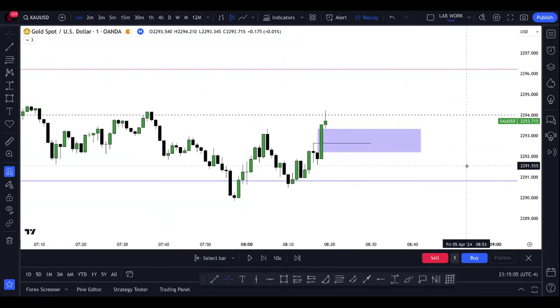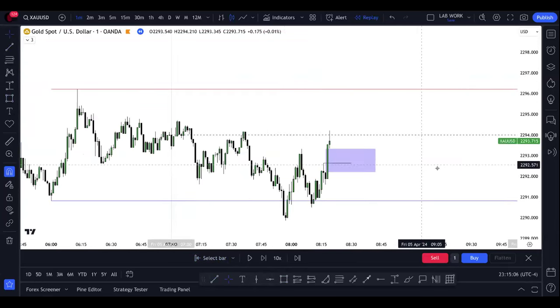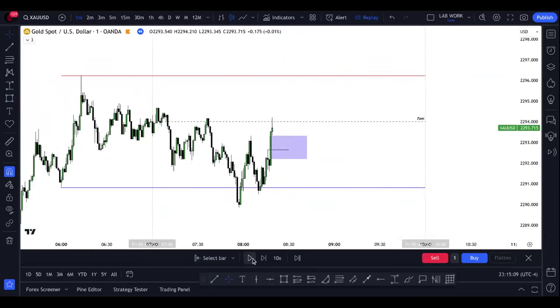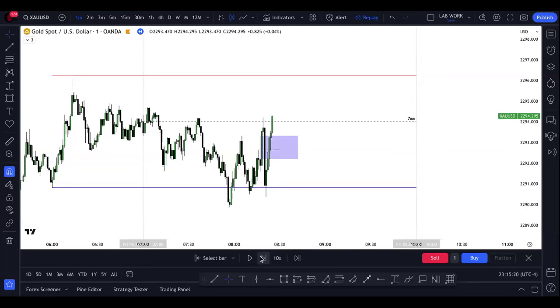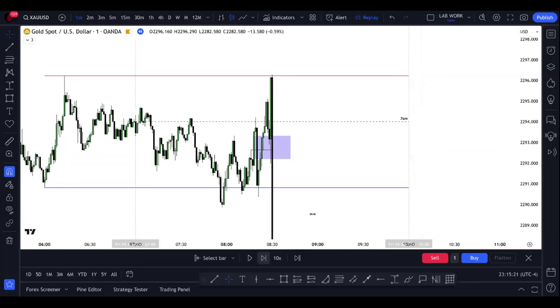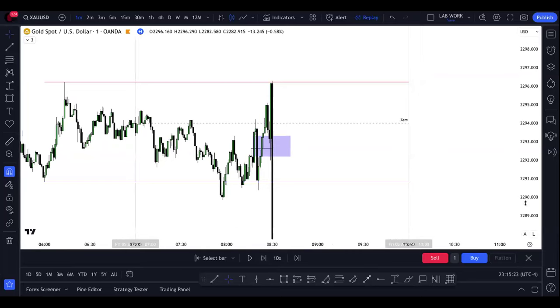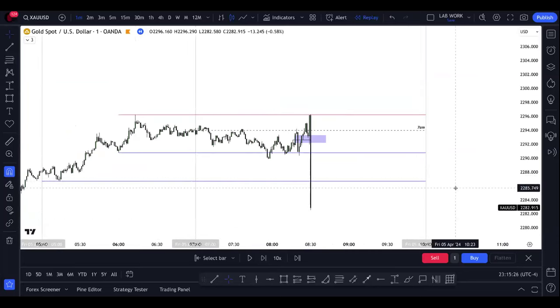Am I saying it's going to be like this every single NFP week or NFP day? No. But it's going to be something along the lines of this. Play it forward. That's NFP right there. No, it's not NFP. There's NFP right there. Wow. So it took out sell side. Potentially looking for a long setup.